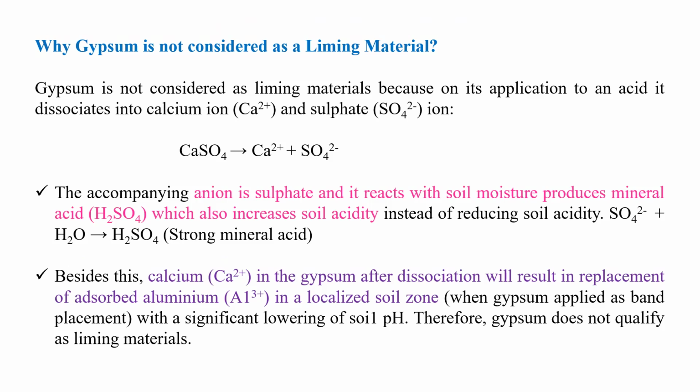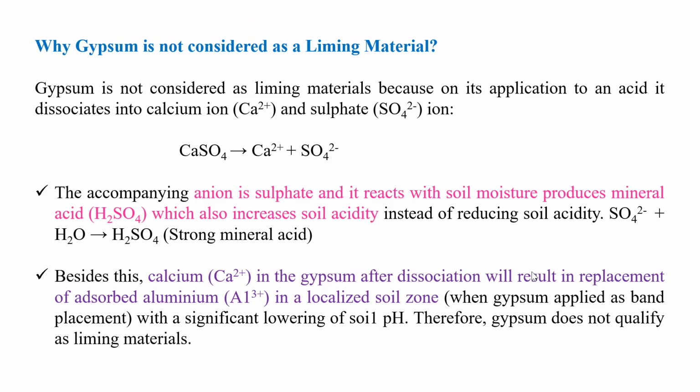The calcium present in the gypsum increases the soil pH, whereas the sulfate present in the gypsum reacts with water and forms sulfuric acid, which makes the soil more and more acidic. That is why gypsum is not used as a liming material. Only lime, that is calcite and dolomite, is used as a liming material.